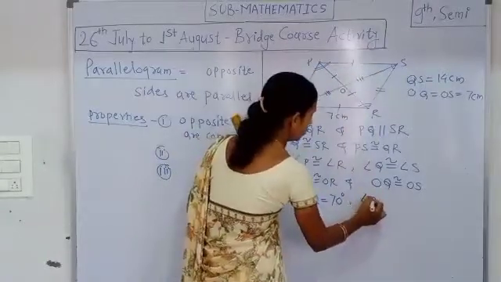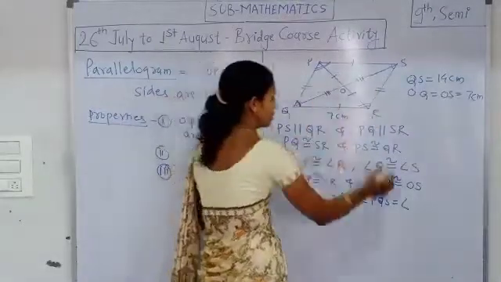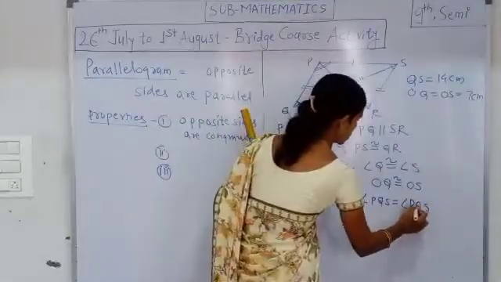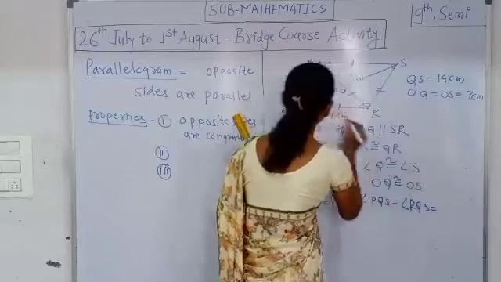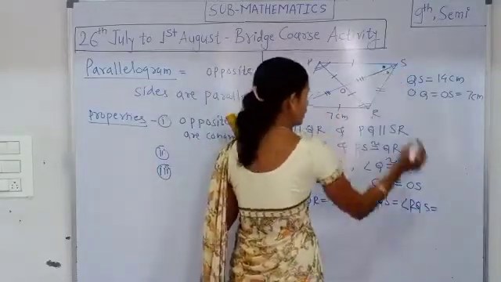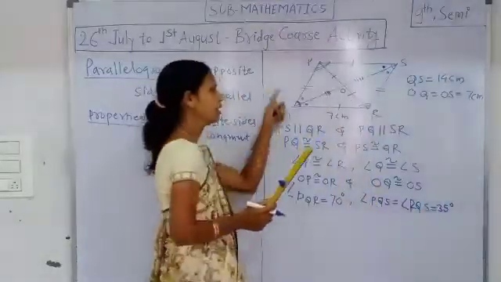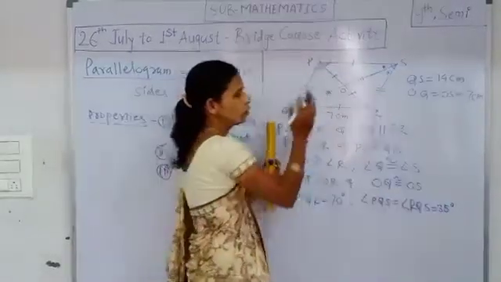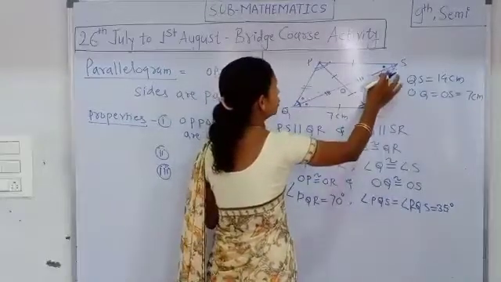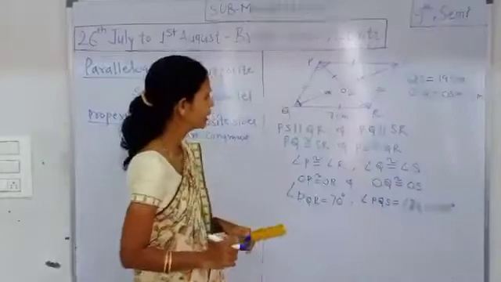then angle PQS is equal to angle RQS, which are congruent, and that is 35 degrees. Then one more property which is useful to solve the examples of that.